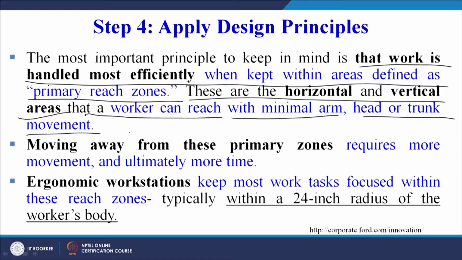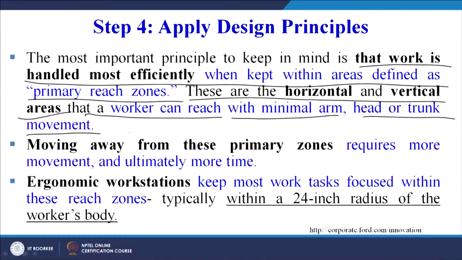So the horizontal and working areas that a worker can reach with minimal arm, head, trunk movement. So minimum movement of arm, head or trunk. So these are the three body parts which we must use when we are working, but their movement must be natural movement. It must not be movement which we have to do beyond our physical limits. So moving away from these primary zones requires more movement and ultimately more time. So therefore the first point is a recommendation.